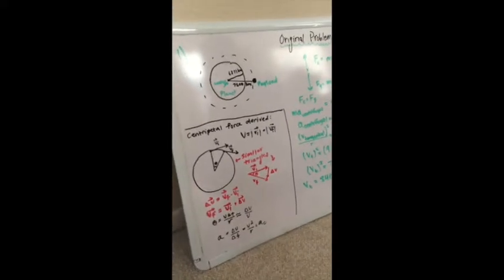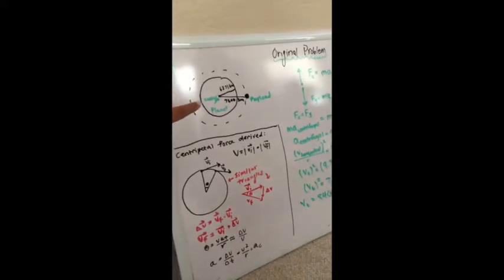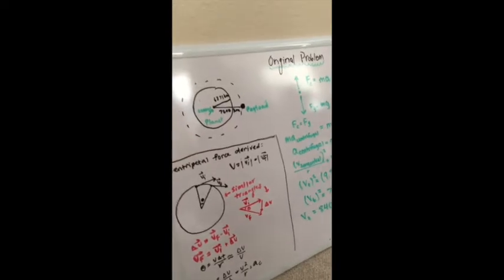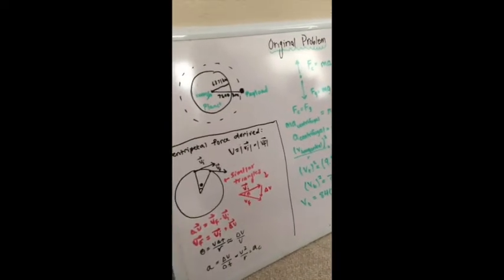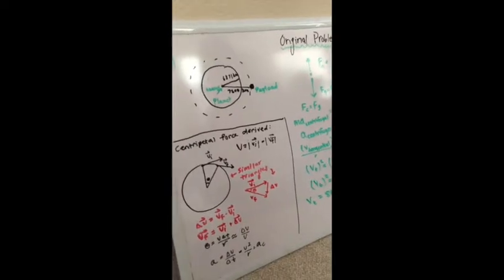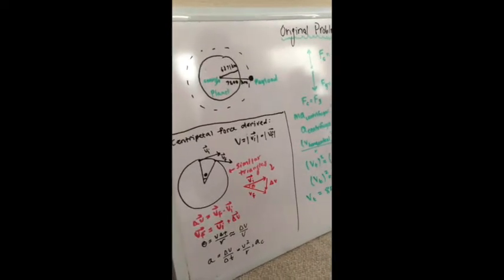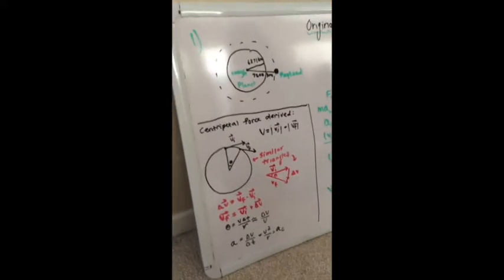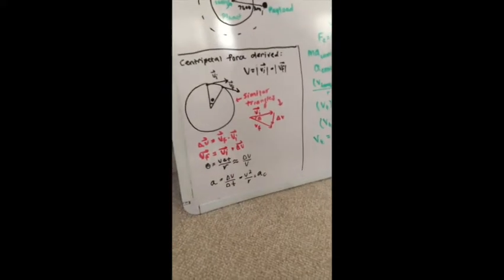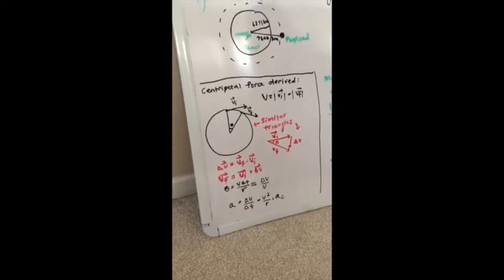Okay, so starting off with the diagram, we have our planet with the same radius as Earth, 6,371 kilometers, and we have a payload that's in orbit with a distance of 7,200 kilometers, including the radius of the planet. And so that's our diagram right now. So the first thing we did was figure out how to derive centripetal force.